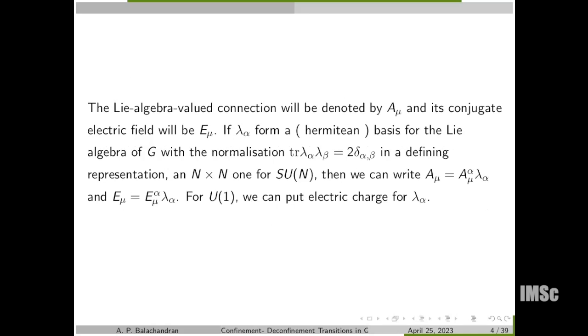Okay? So the canonical coordinates at a given time, as we know, are the connections A mu and the electric field E mu. I should have put the index mu upstairs. Because they're conjugate variables, their commutation relationship is the standard one, with i times delta cubed of x minus x prime. I will also normalize the generators of the algebra G with the normalization that the trace of any two of them is twice delta alpha beta. This is standard. For SU(N), in the n by n representation, say 3 by 3 for SU3, I can write the connection field as A mu alpha lambda alpha in this basis, and I can write E mu in this basis as E mu alpha lambda alpha.